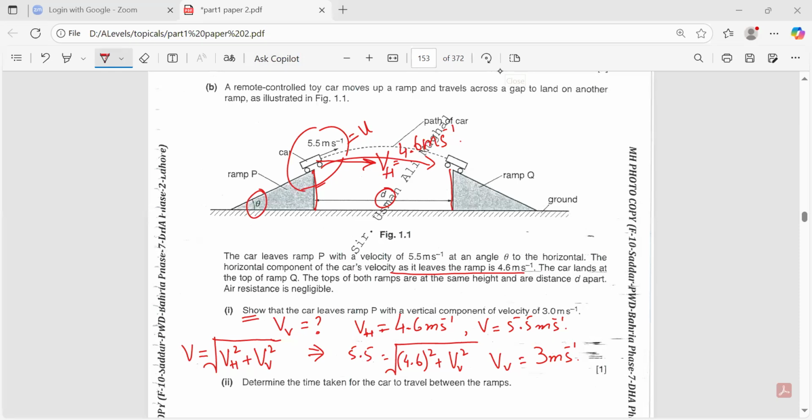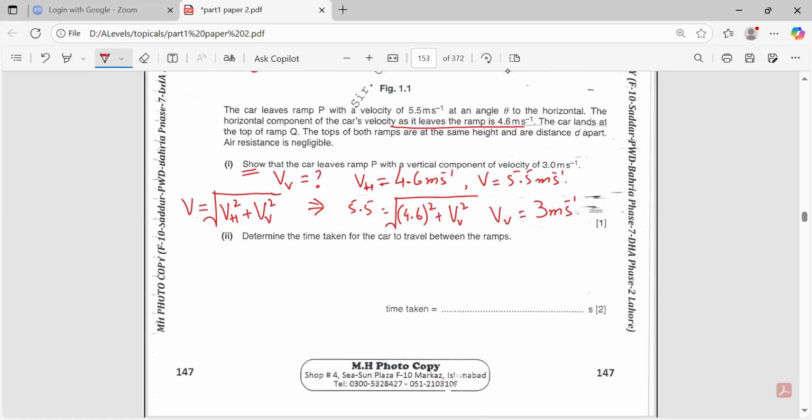All right, so let's move on to the next part. What is the next part trying to say? The next part says: determine the time taken for the car to travel between the ramps. You need to find out the time. So how is this time going to be found?